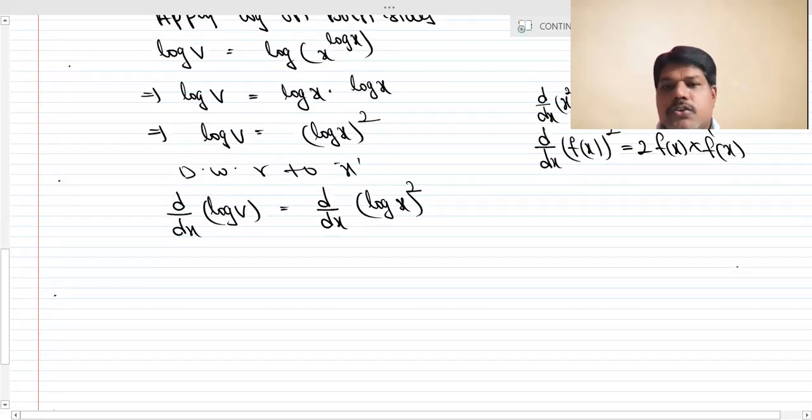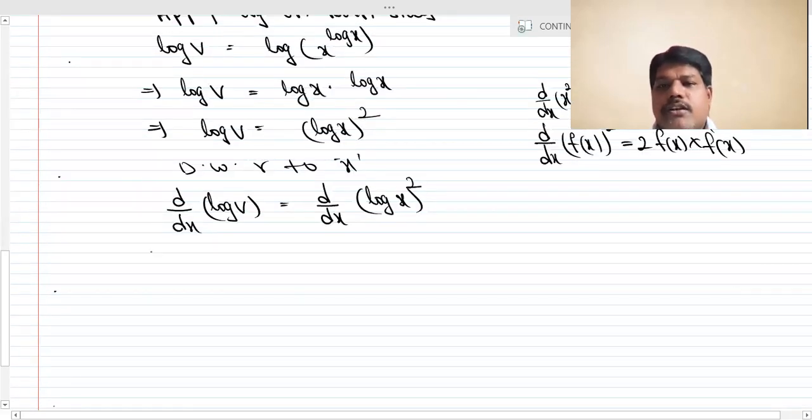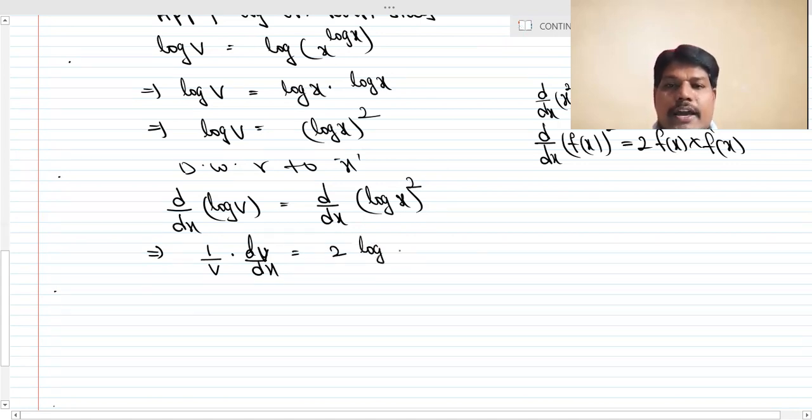So here, what we can do first is this. Derivative of log v is nothing but 1 by v into dv by dx. dv by dx is equal to log x square, log x whole square. It is in the form of f of x whole square. So what I told is 2 log x, 2 f of x into derivative of log x.